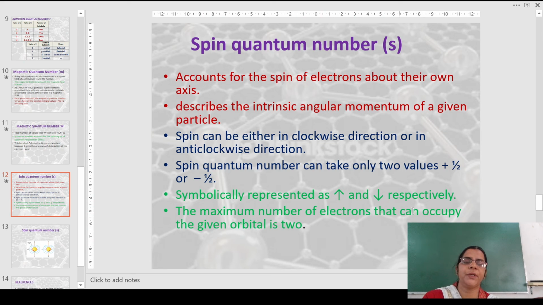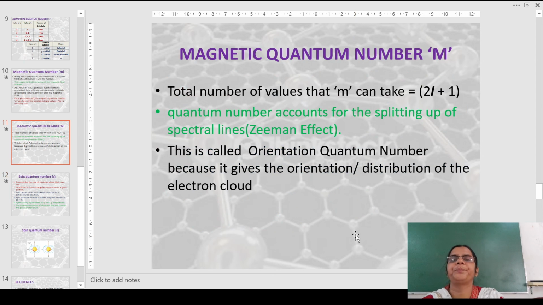The maximum number of electrons that can occupy a given orbital are only 2, and that too with the condition that they will be having opposite spins. In a single orbital, no 2 electrons having the same spin can occupy. This we have to remember.